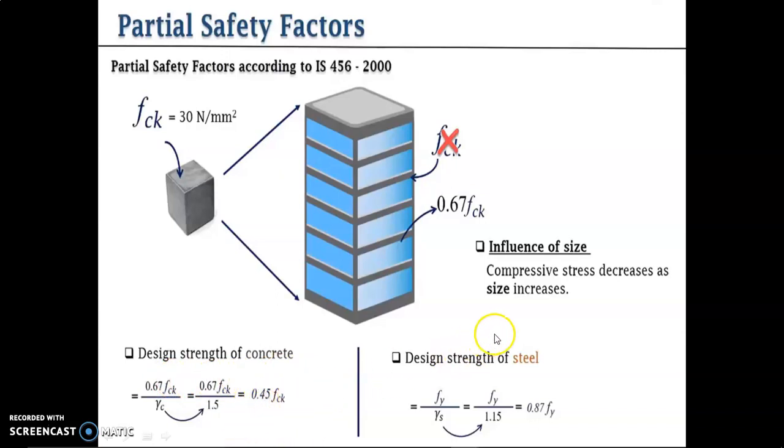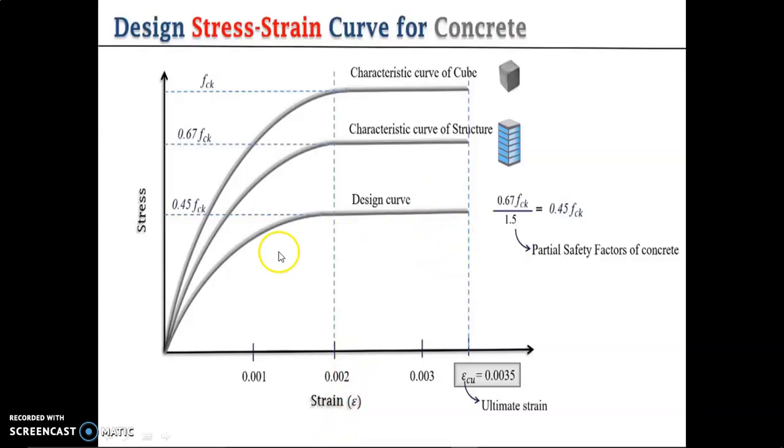Same we have to find for steel. Design strength of steel is fy upon the partial factor of safety. So here we get 0.87 fy. So these are the design strength of steel and these are the design strength of concrete. Now here we have the stress strain curves for concrete and steel.